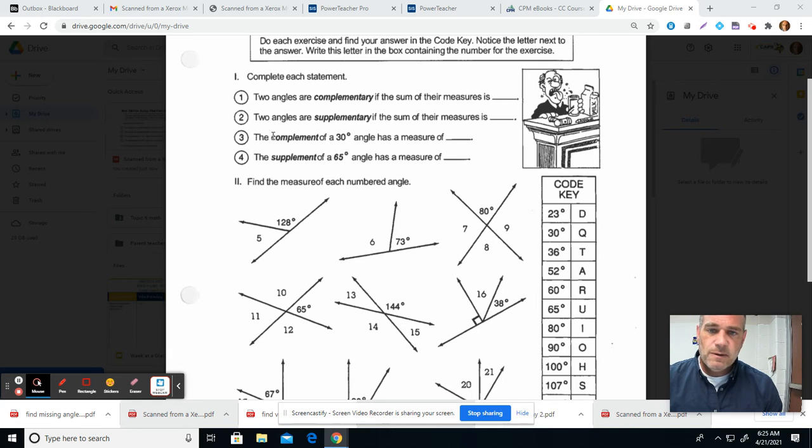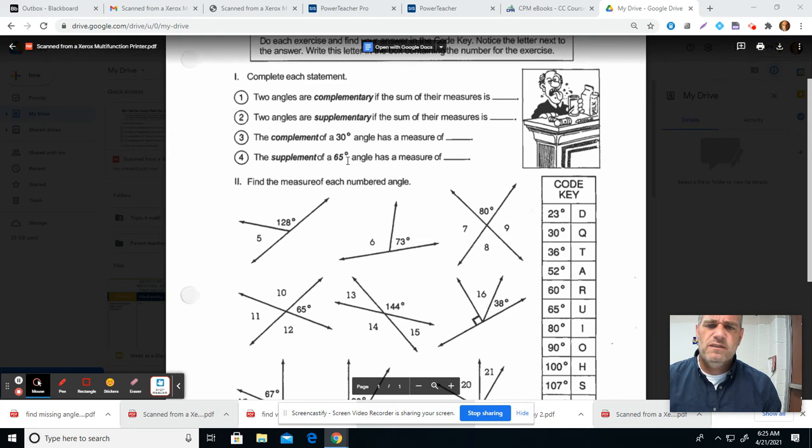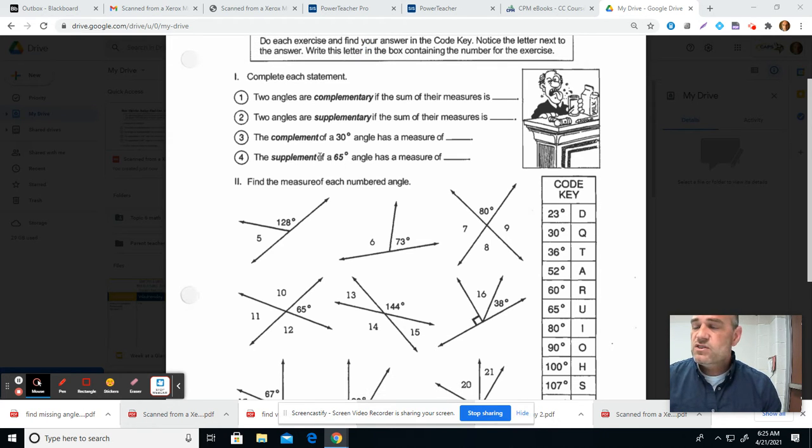So here, when it talks about the complement of 30, all right, the other angle, what does it have to be? Well, remember, complement means they add up to 90. So if this one is 30, the other one has to be 60. The supplement of 65 degrees. So remember, supplementary means they add up to 180. So if the first angle is 65, you got to find out what that second angle is.